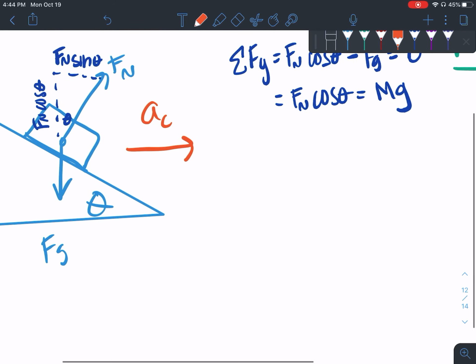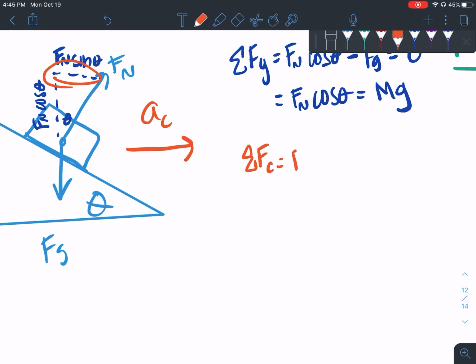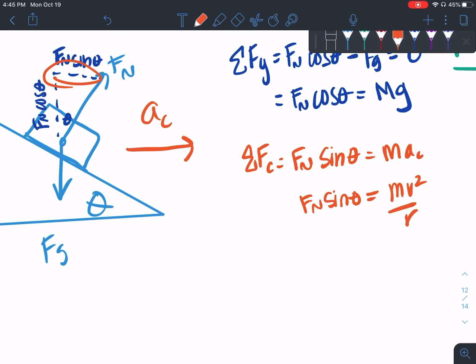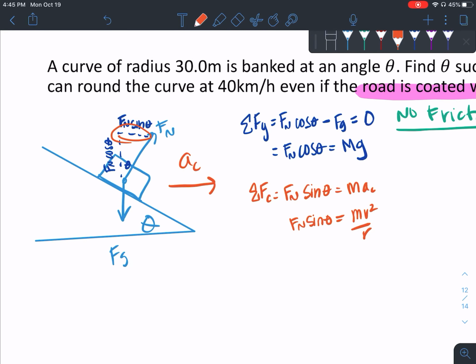Now in orange, because it's the same as our centripetal, I can do the sum of forces in my centripetal direction. Well, that's only Fn sine theta. I'm going to set it equal to mac, and we know mac is really equal to mv squared over r. And so what I'm trying to find here is theta. I have two different places where I could find that. I can find it in this equation, but I don't have Fn. Or I could use this equation, which once again, I don't have Fn. So we have a wee bit of a problem here.